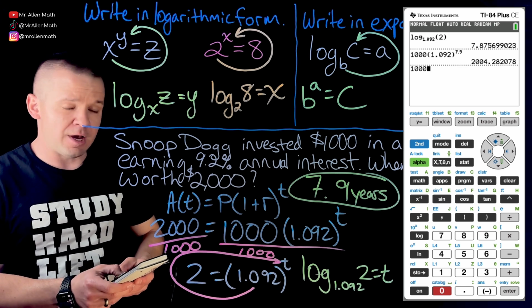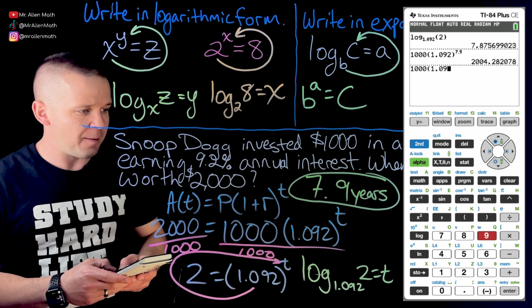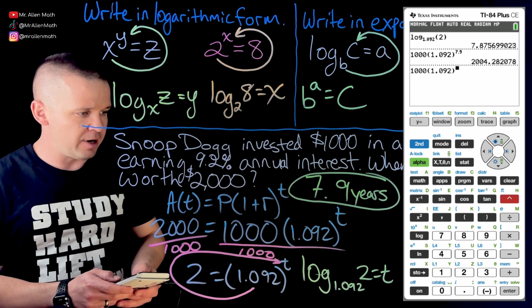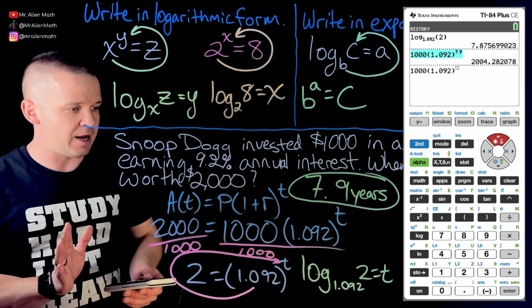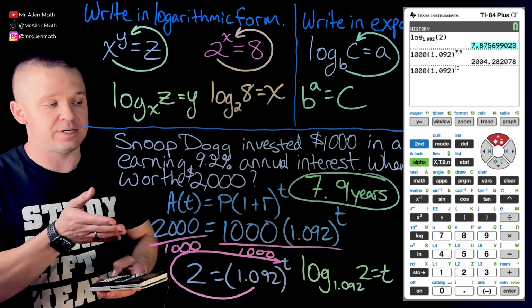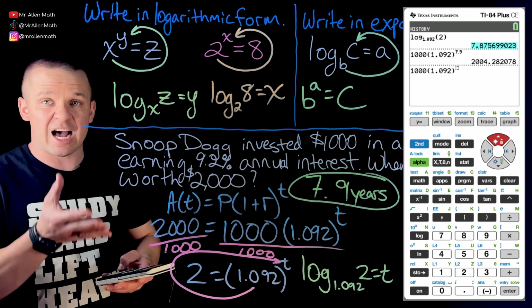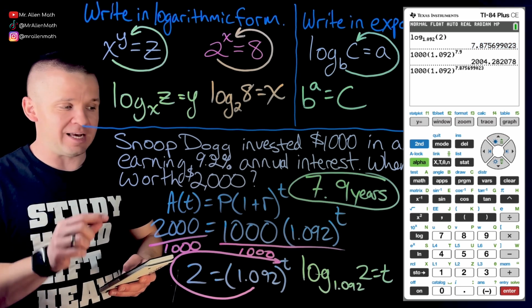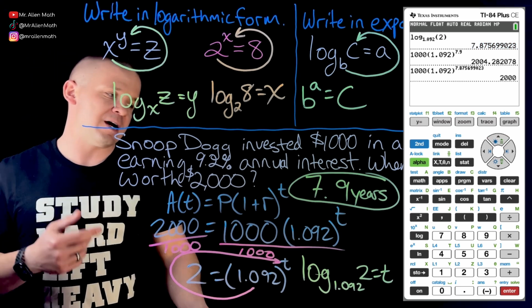Okay, and what if I did this? Check it out. This will be helpful for you guys going forward. You can actually copy and paste in this thing. So I'm going to arrow up. I put my exponent. I'm going to arrow up to the time that we solved for. See how the 7.875 is highlighted? Hit enter. It plugs it into the exponent. Oh my goodness. $2,000. Okay.